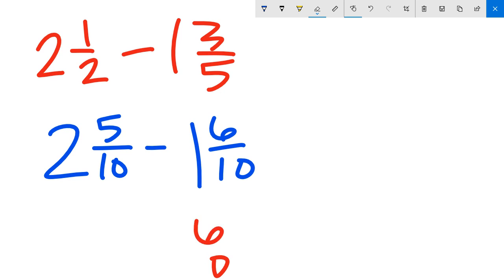Real quick, I'm going to erase these again so we can go from there. But you'll notice that I cannot take 6 away from 5. So that means I need to borrow from this 2 right here. I know that that 2 represents 2 wholes of 10 over 10.